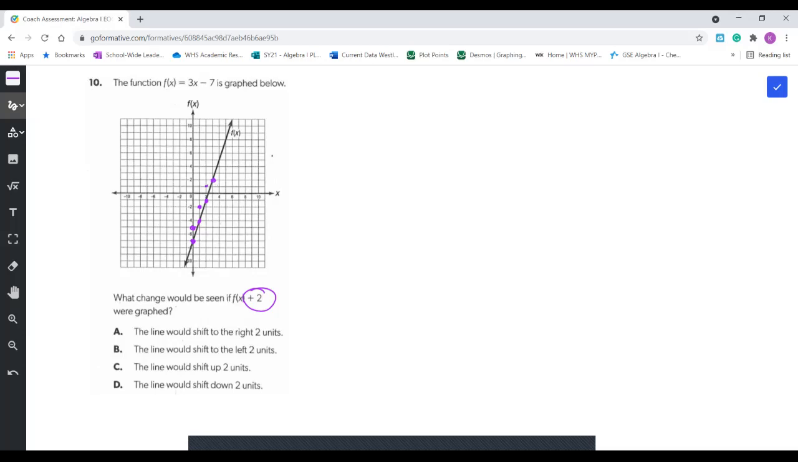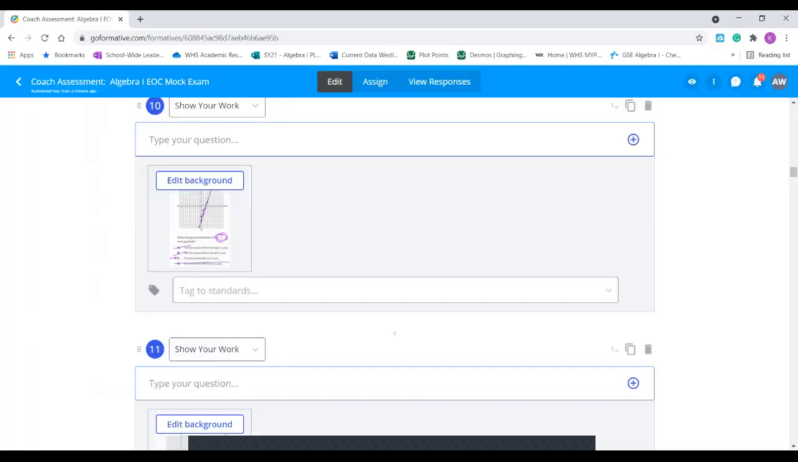Now, we already said the answer. It says the line would shift to the right. No, we didn't say anything about to the right. You remember when that number is on the outside of the parentheses, away from the x, it's going to be a vertical shift up or down. B says the line would shift to the left 2 units. No, it's +2. The line will shift up 2 units. D, the line would shift down 2 units. No, if it said -2, that's when it would shift down. All right, no to D. Moving on. Number 11.